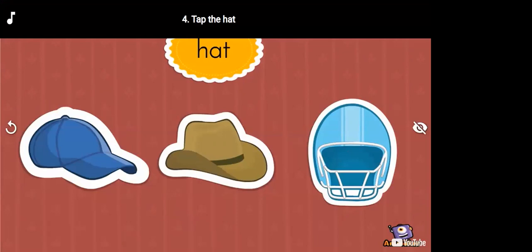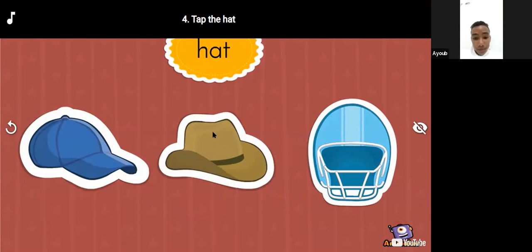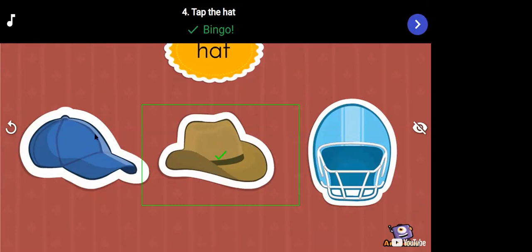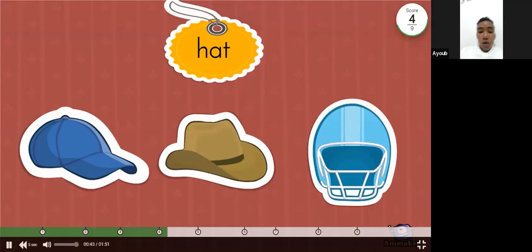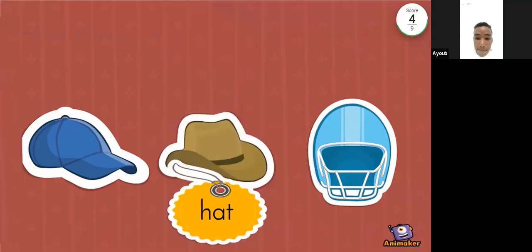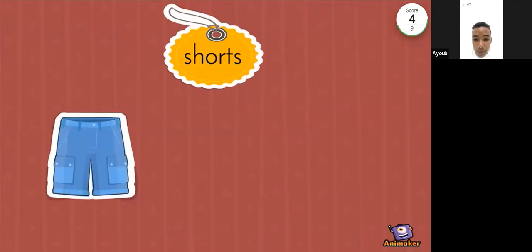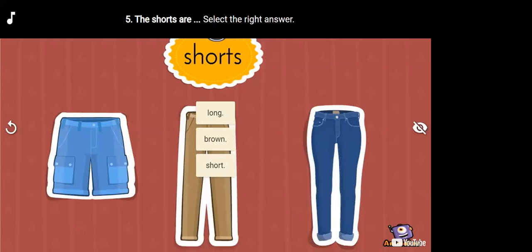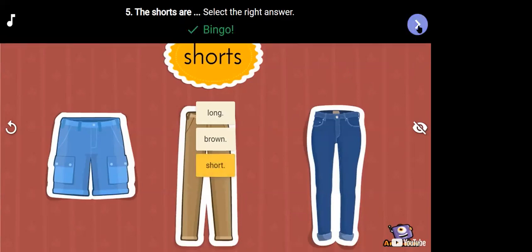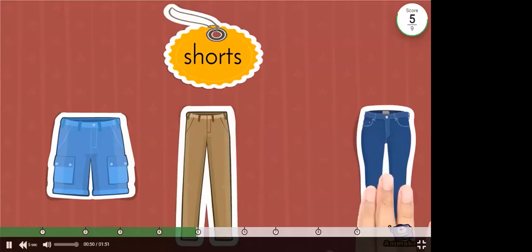Here it's a hat. It's not a cap, okay? Where is the hat? It's the brown one in the middle. And this on the left is a cap. It's a blue cap. Where are the shorts? The long, the brown, or the short one? The short one. Yes, these are shorts.